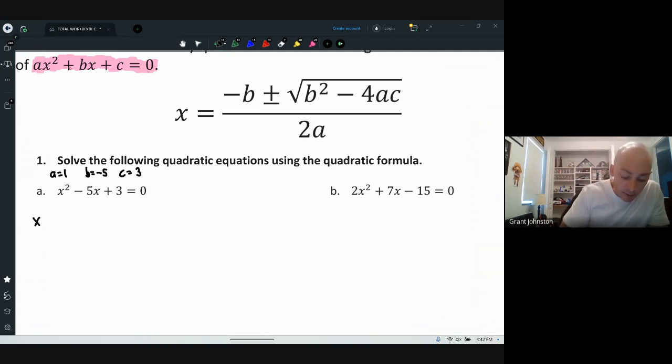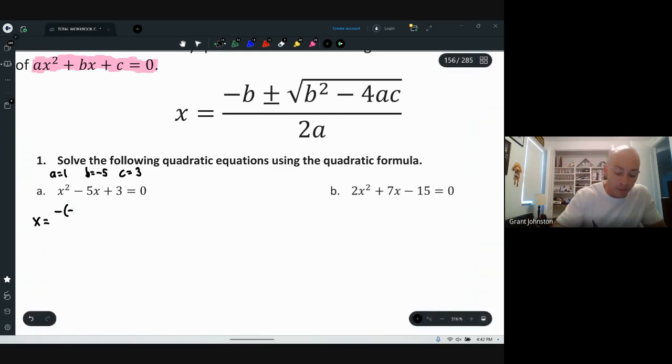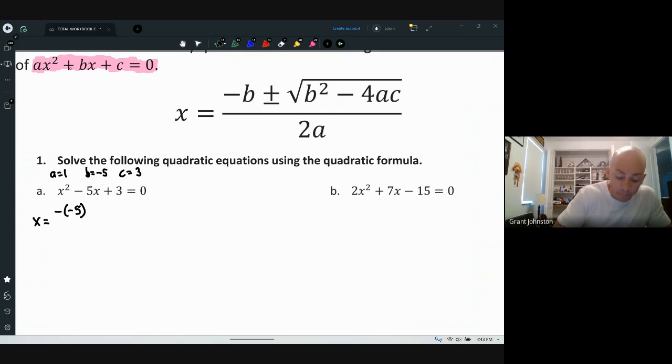So x equals negative b. So I'm going to do negative 5, because it's negative b, which, as I'm sure you'll recognize, will turn into a positive. Negative b plus or minus the square root of b squared. So negative 5 is b, so negative 5 squared, minus 4 times a, which is 1, times c, which is 3, all divided by 2 times a. And so 2 times a is 1.